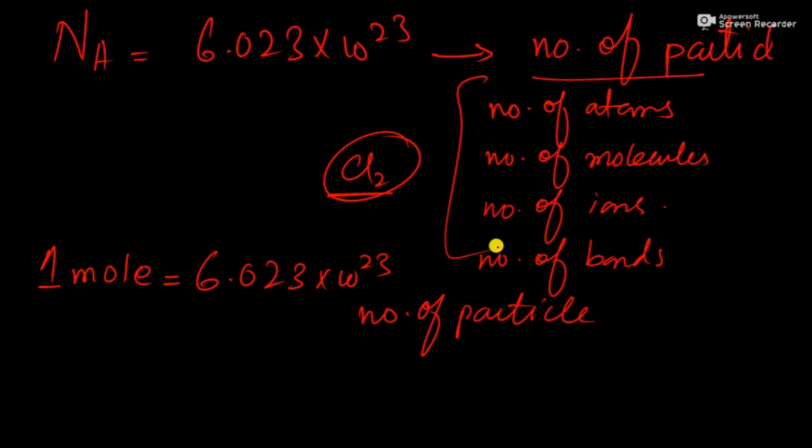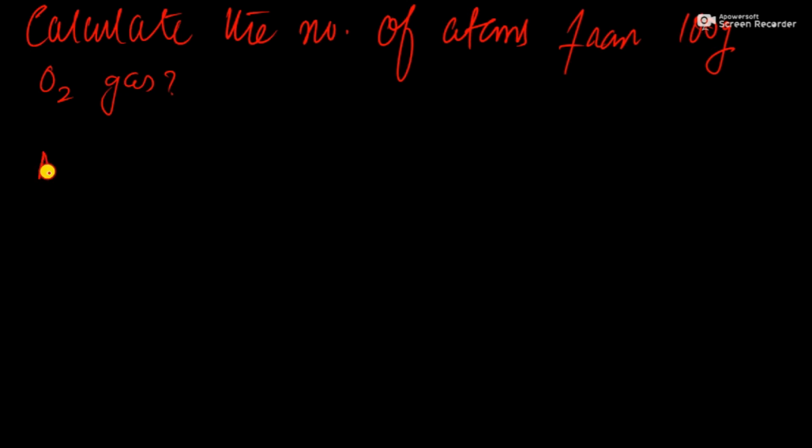Let's have an example for this as well. Calculate the number of atoms from 100 gram of oxygen gas. We are going to find the number of atoms in a molecule. First of all, what we have to do is calculate the moles.